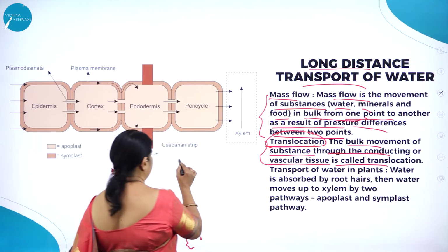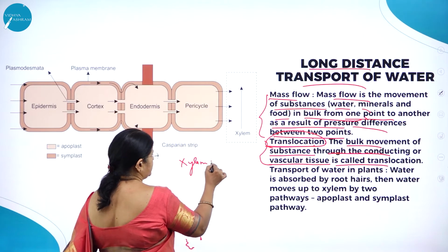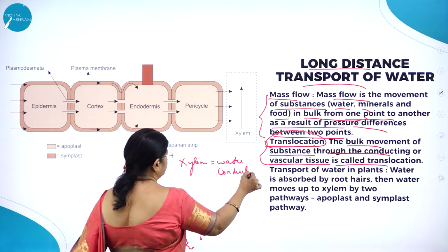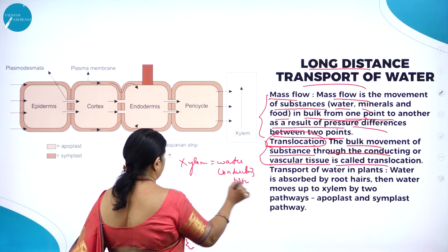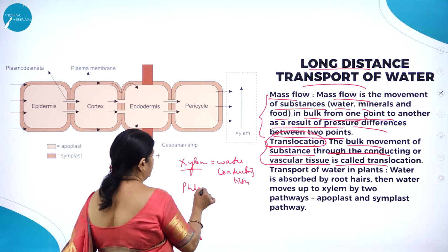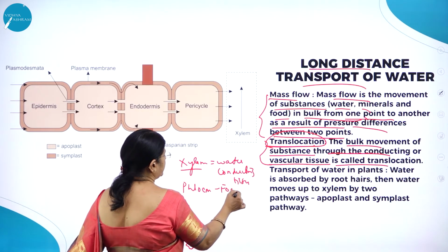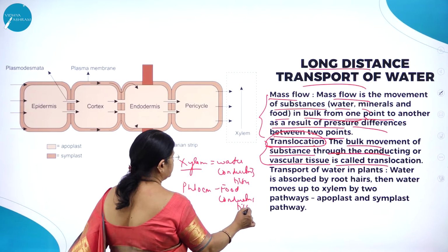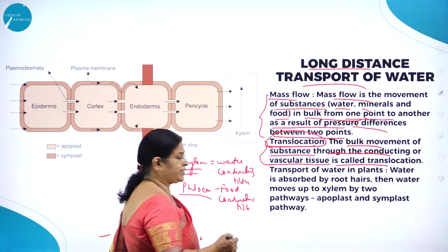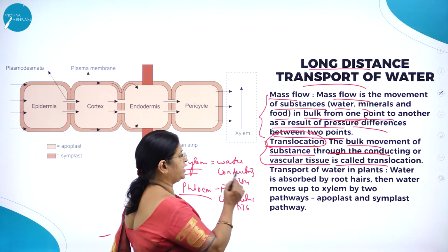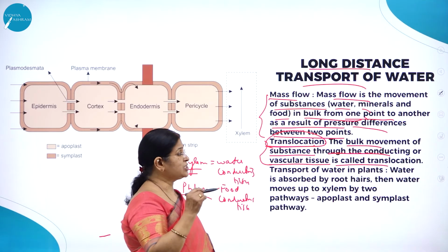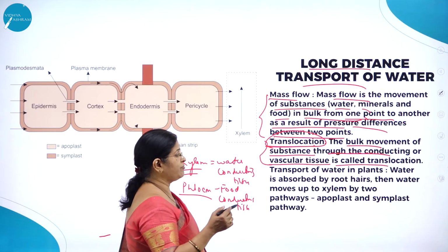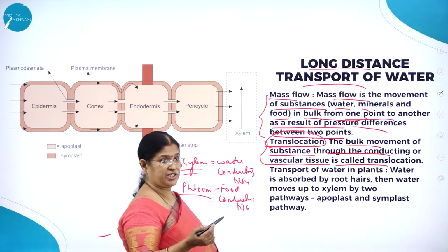All of us know xylem. Xylem is a water conducting tissue. Then phloem. Phloem is a food conducting tissue. So xylem is a water conducting tissue and phloem is a food conducting tissue. So translocation means what? The bulk movement of substances through the conducting or vascular tissue is called translocation.